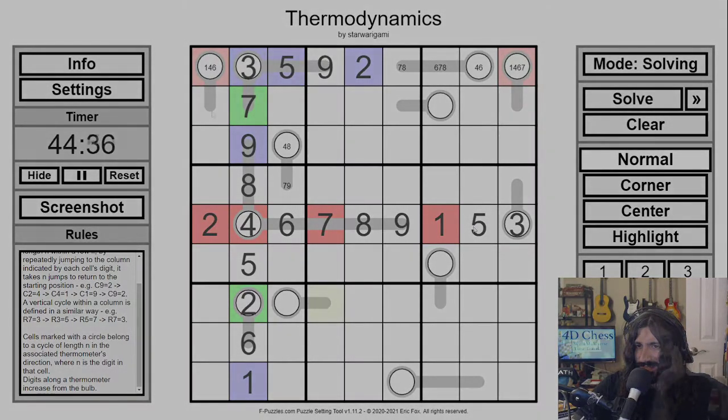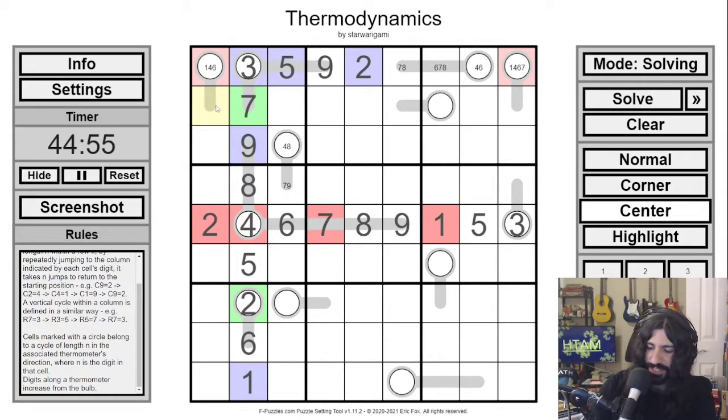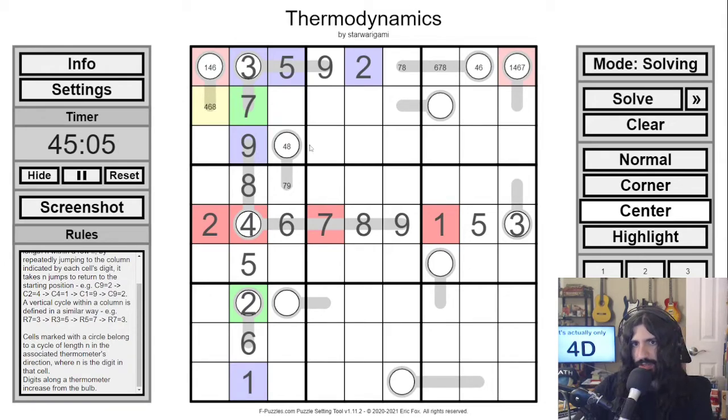Fantastic. Well, we've restricted this further. Maybe it's worth writing out what this could be. So it can't be a 1 because it has to be bigger than this. It can't be a 2 or a 3. It can't be a 5, 7, or a 9. So this is either 4, 6, or 8. Which is something. That's something, right?